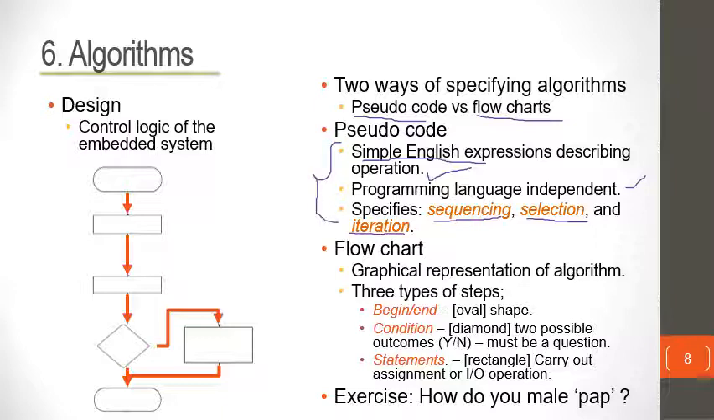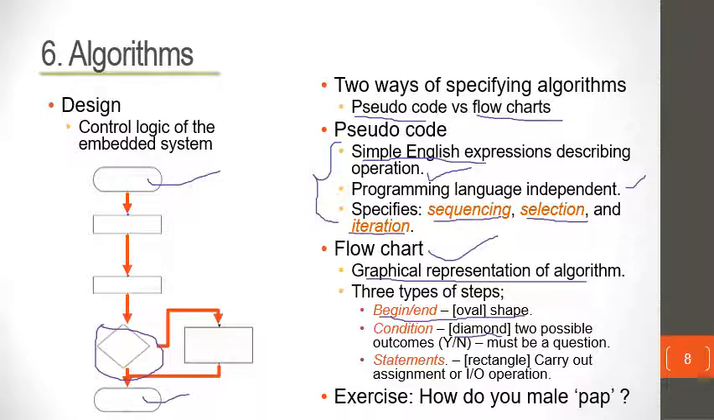A much clearer way, I contend, would be to use flowcharts. Flowcharts are graphical representations of the algorithm, and in my opinion, these are better to read than pseudocode. They have many types actually, but I would want to highlight the three types of steps that can be put in the algorithm. You can have an oval shape which indicates the beginning or the end of the algorithm. You can have then a diamond shape which shows the condition of the algorithm.